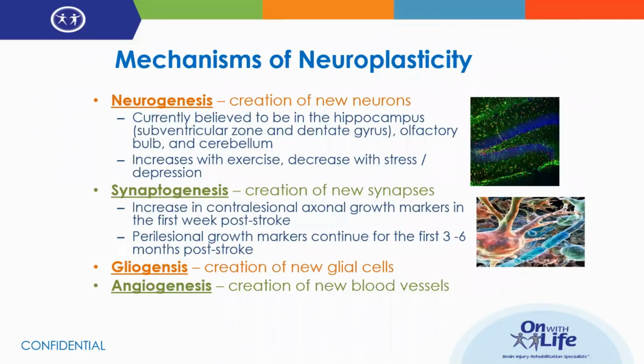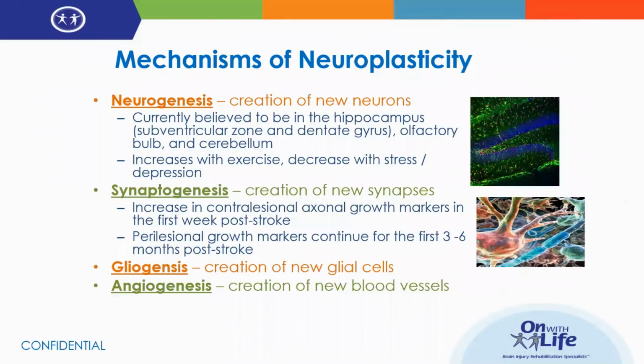That's called synaptogenesis. And specifically when we talk about stroke, we talk about axonal growth markers or trophic factors in the contralateral area of the brain, so on the opposite side of the brain, in the first week or so post-stroke. Then you see increased expression of growth markers around the lesion itself over the first 3 to 6 months post-stroke. This, again, is part of the reason why we look at early intervention, and we want to get in and get good rehabilitation early after the stroke. We want to take advantage of this increased growth marker phenomenon and make the most of that in the rehabilitation process.